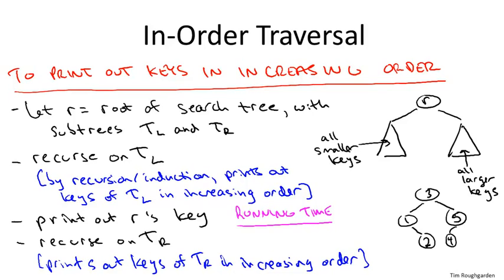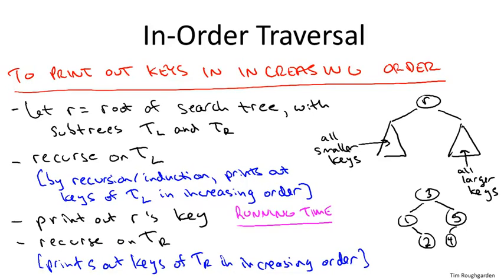So what about the running time of an in-order traversal? The claim is that the running time of this procedure is linear. It's O of n, where n is the number of keys in the search tree. The reason is there's exactly one recursive call for each node of the tree, and constant work is done in each of those recursive calls.